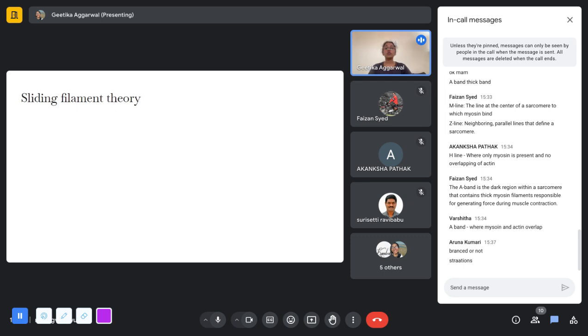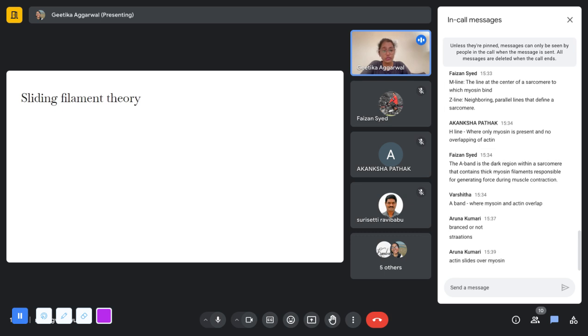Okay, so coming on to the last concept we're going to be covering in these slides, the sliding filament theory. Can you guys tell me what is the sliding filament theory? What does it say? This was discussed in the lecture during this week. So if you have taken a look at the lectures, you would know what is the sliding filament theory and what it talks about.